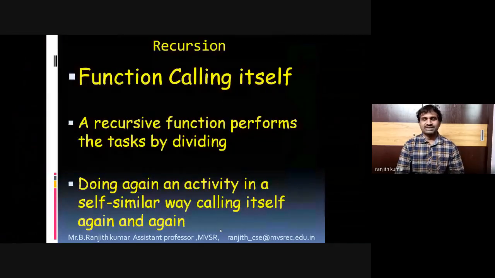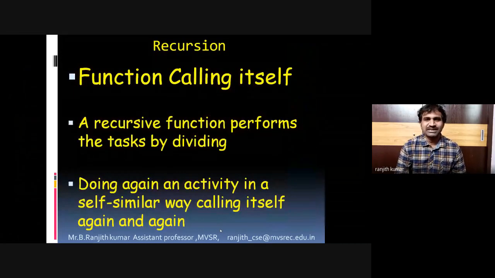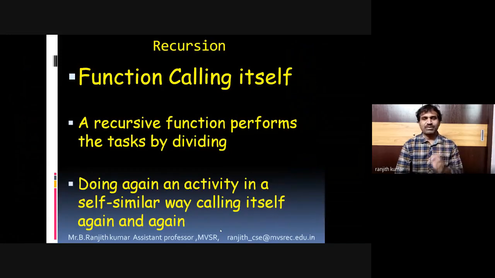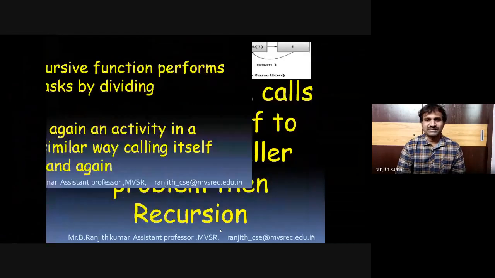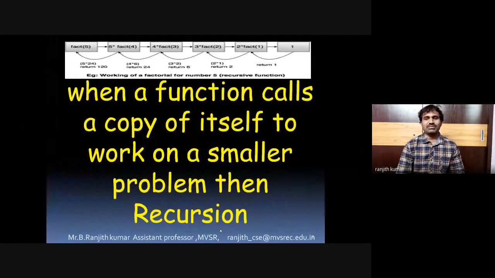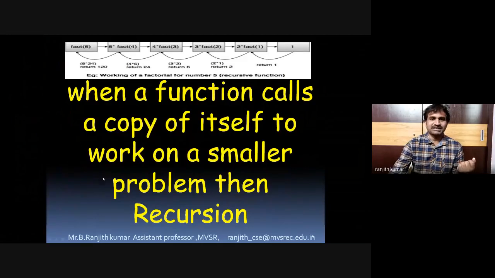Okay. So what is recursion? Whenever a function calls itself, then it is called recursion. So doing a problem again and again using a simple solution. When a function makes a call to itself, then it is called recursion. And in the simple diagram, we are showing how the factorial 5 is calling 4, 3, 2, 1, and how you are getting the answer back.